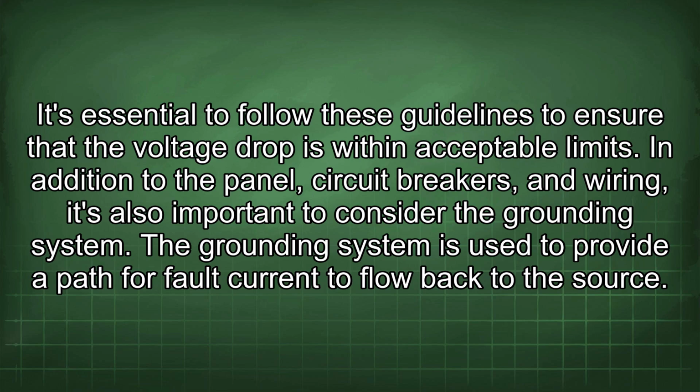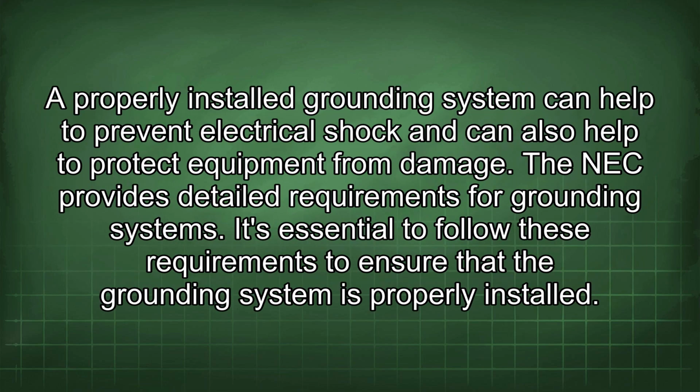In addition to the panel, circuit breakers, and wiring, it's also important to consider the grounding system. The grounding system is used to provide a path for fault current to flow back to the source. A properly installed grounding system can help to prevent electrical shock and can also help to protect equipment from damage. The NEC provides detailed requirements for grounding systems. It's essential to follow these requirements to ensure that the grounding system is properly installed.